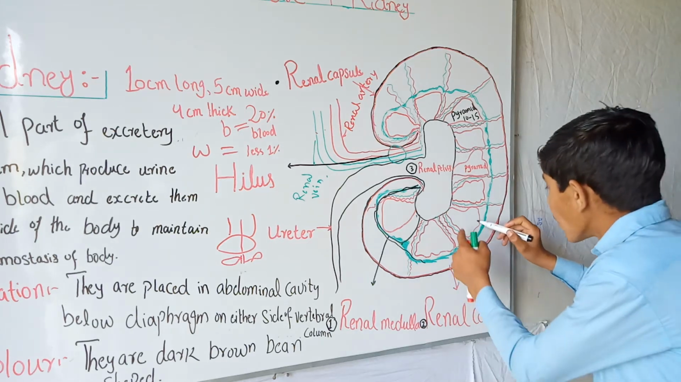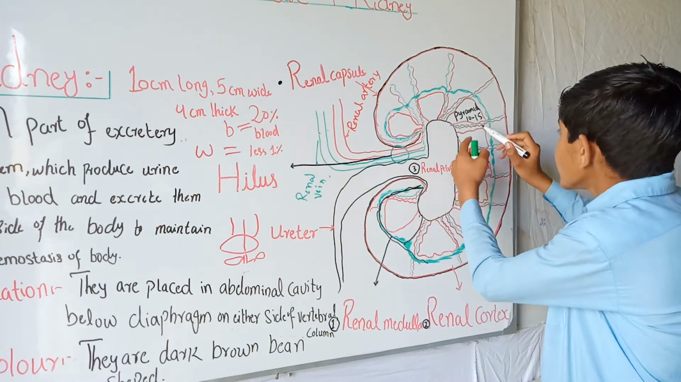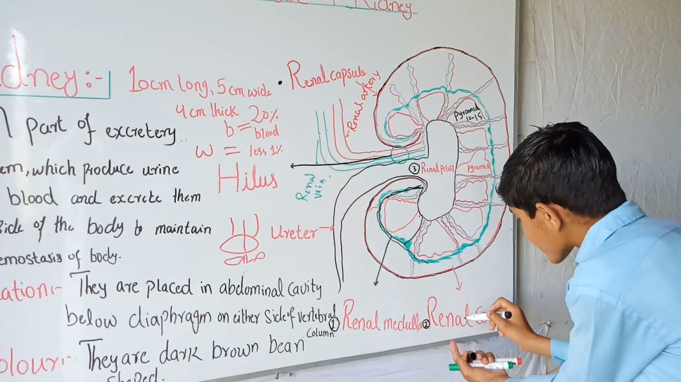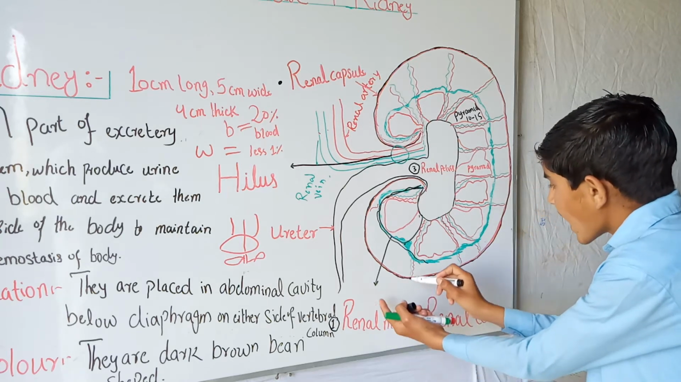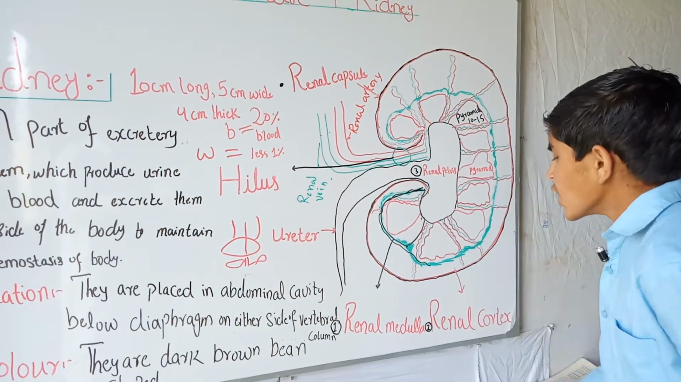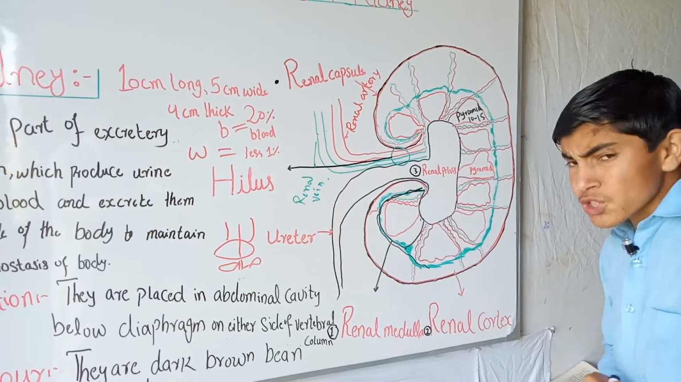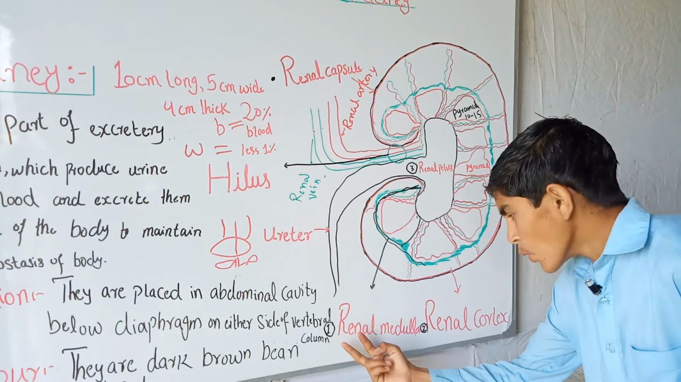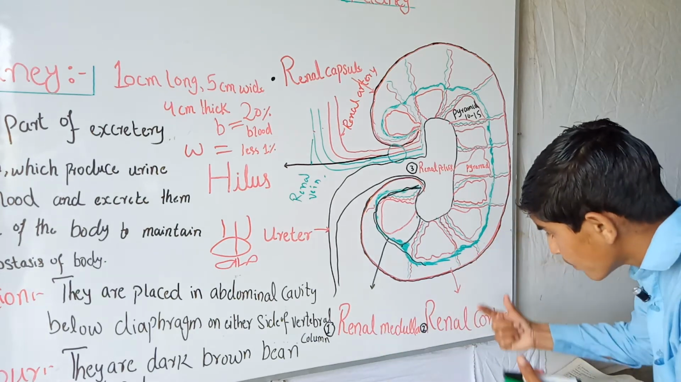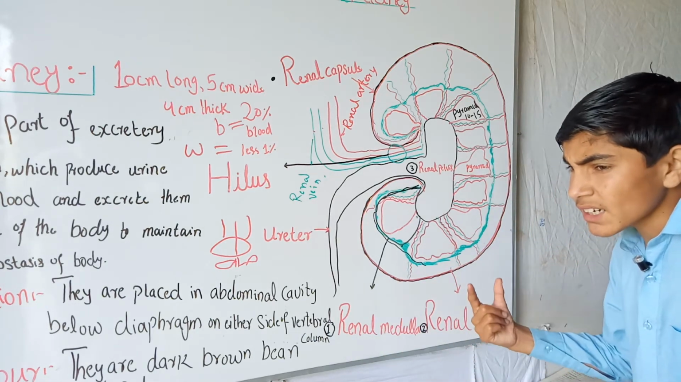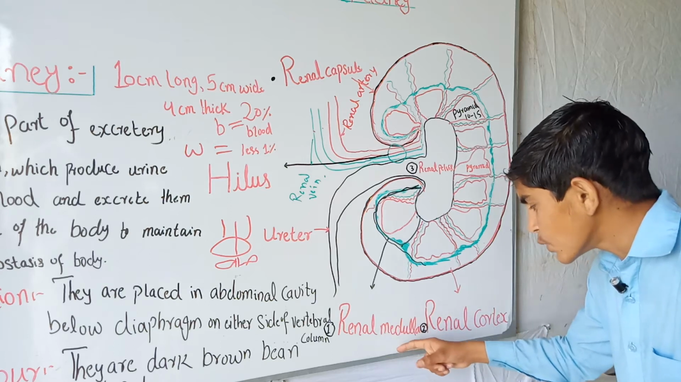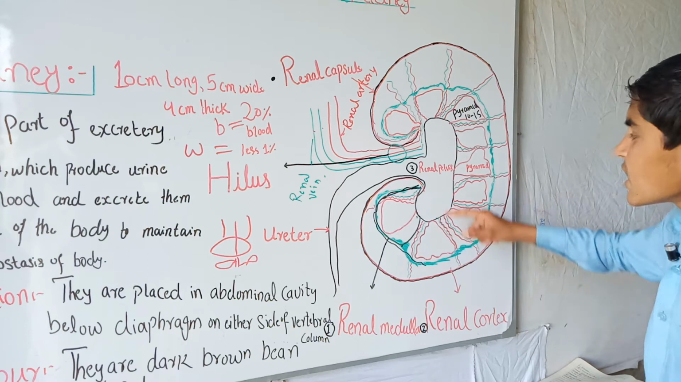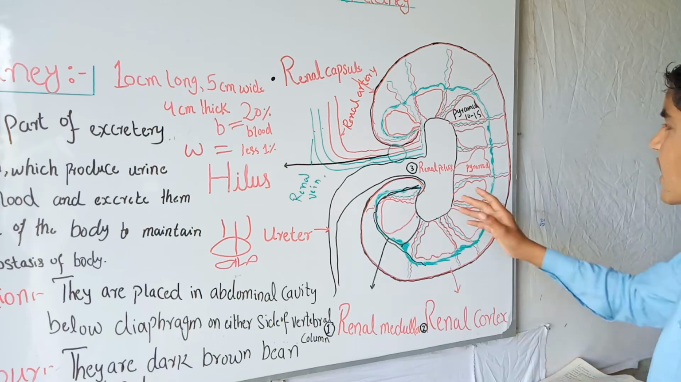So these are the pyramids which are found in the renal medulla, and this outer part is called the renal cortex while the inner part is called renal medulla. Actually, in our common observation we divide the kidney only into two parts. One is called the renal cortex, which is the outer, darker part, and the second is the renal medulla, which is a little reddish structure, and renal pelvis don't mention here.